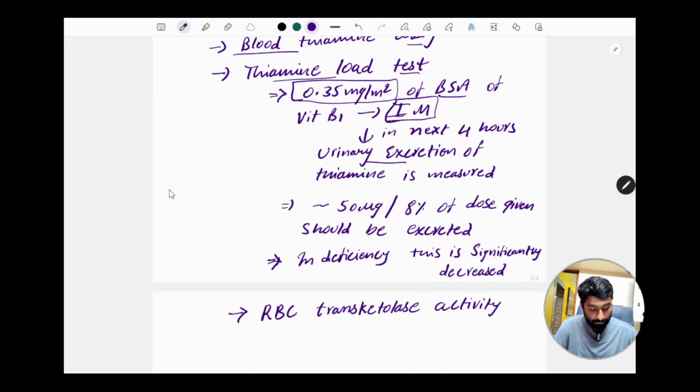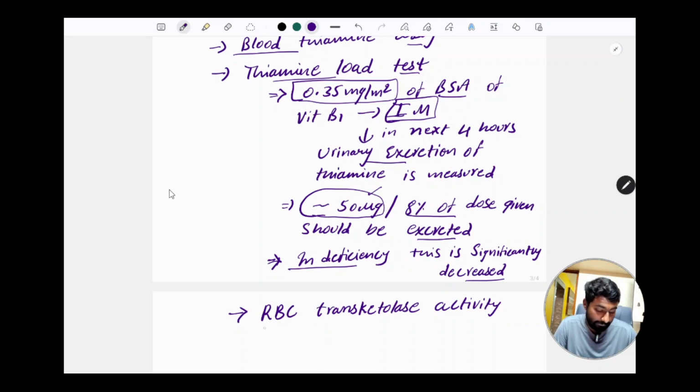So if approximately 50 micrograms or 8% of the dose which is given is excreted, there is no thiamine deficiency. In deficiency, there is a significant decrease of this amount.